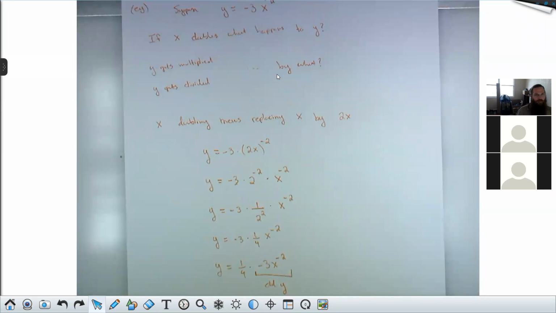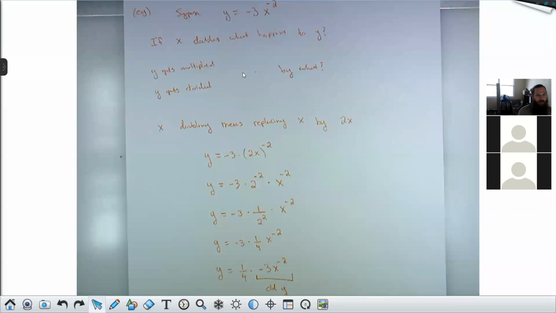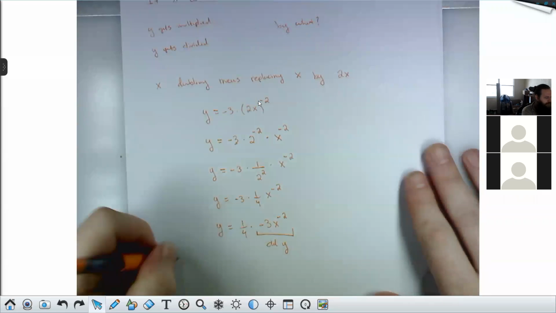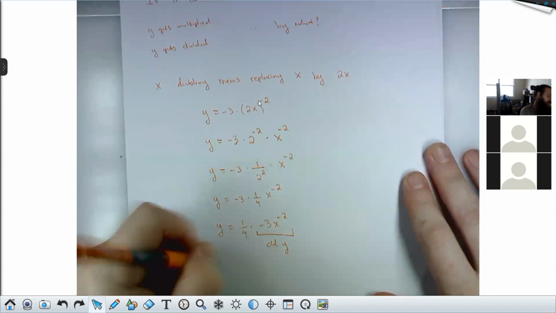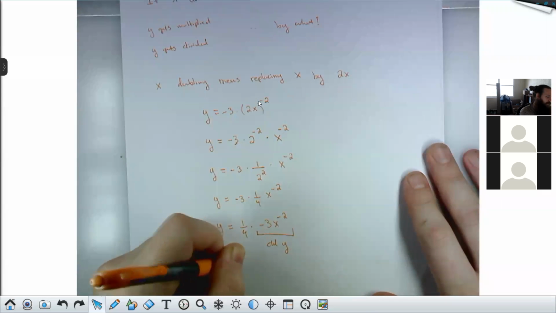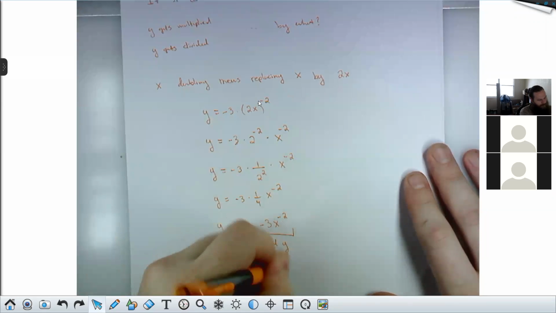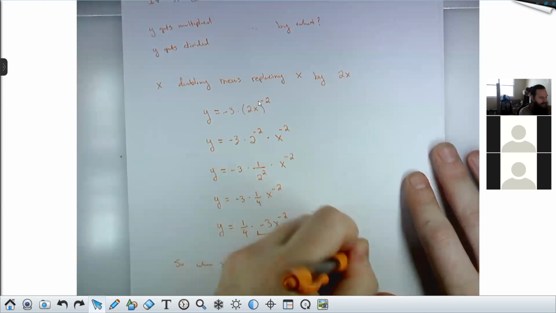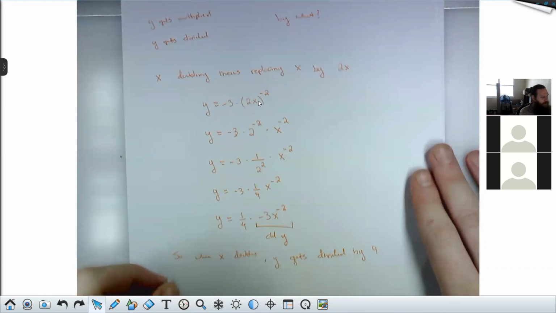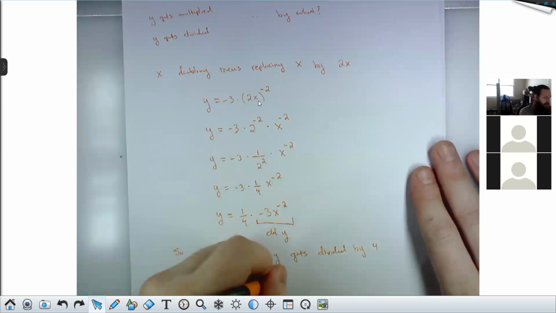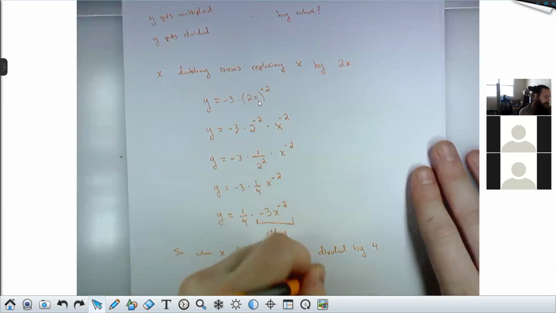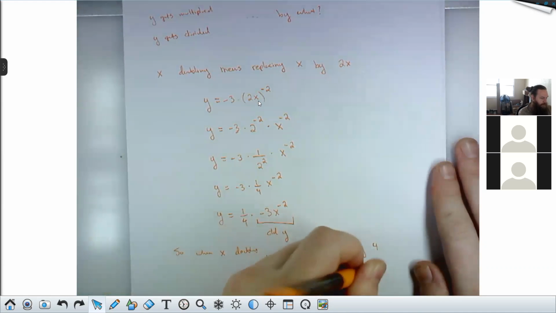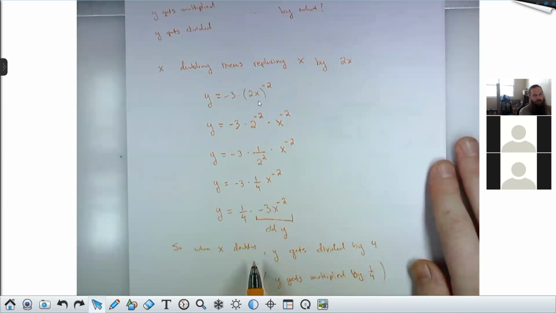So what happens? Well, you could say that y gets multiplied by 1/4, or you could say that y gets divided by 4. So when x doubles, I think most people would say it the second way. Y gets divided by 4. Or you could say, this is the same as saying y gets multiplied by 1/4. But I think they're going to want the first thing here.